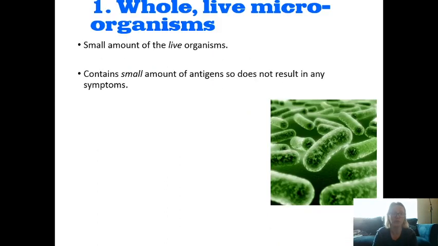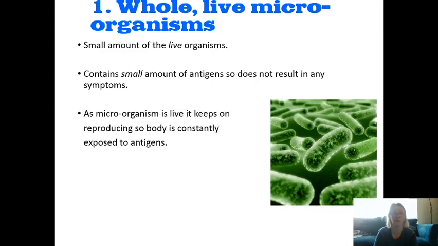So whole live organisms, they'll give you a very small amount of that live organism. So it's just got a very small amount of the antigens and doesn't actually result in any symptoms. But it means that our body will trigger an immune response. And this is the most effective type of vaccination you can get, because it's going to simulate everything that you would have if you had a particular disease. So you have antigens there, you'll have all the toxins that are going to be produced, and it's living, so your body is going to be fighting that disease properly.